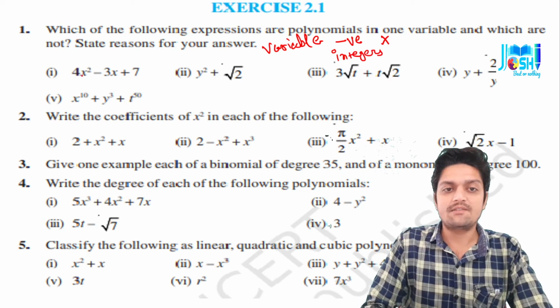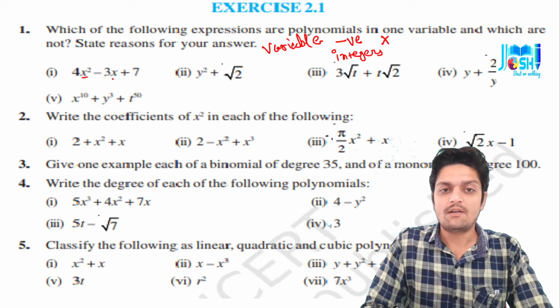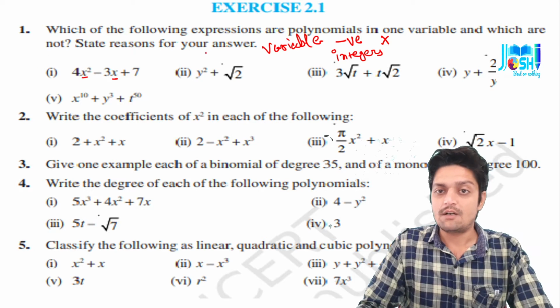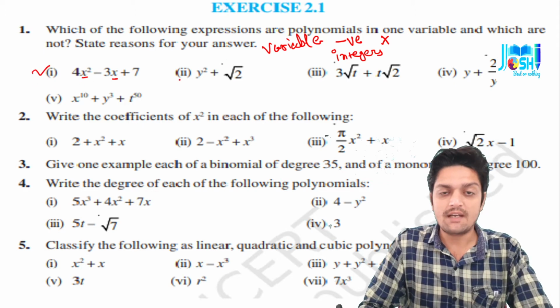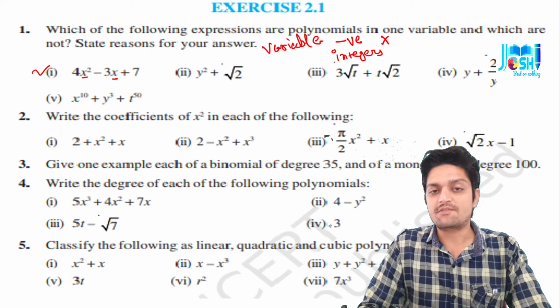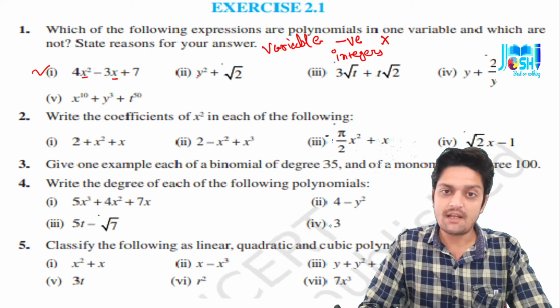Here, as you can see, 2 power 1 power, and this is the constant term. So this power is 2, here that is 1. Both conditions should be followed. So it is an integer, yes, and it is not negative, yes. So this is a polynomial. Here, as you can see, y square, so positive and integer. So this is also a polynomial.